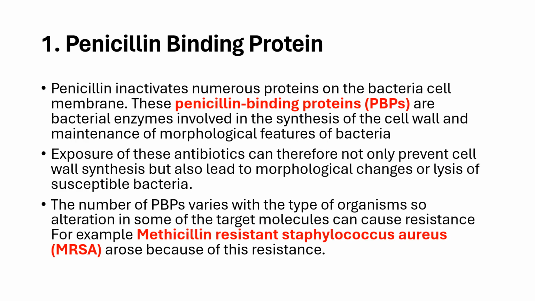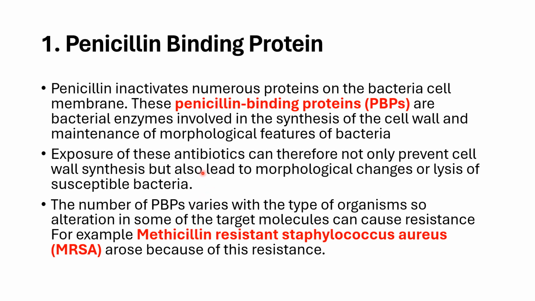So penicillin exerts its mechanism of action through penicillin binding proteins, inhibition of transpeptidase, and production of autolysin. Penicillin binding proteins are basically the bacterial enzymes that are involved in synthesis of cell wall and maintain the morphological features of bacteria. When these antibiotics are exposed to these penicillin binding proteins, they prevent cell wall synthesis and also lead to morphological changes that cause the lysis of susceptible bacteria.